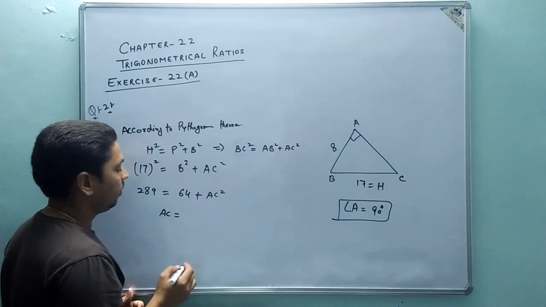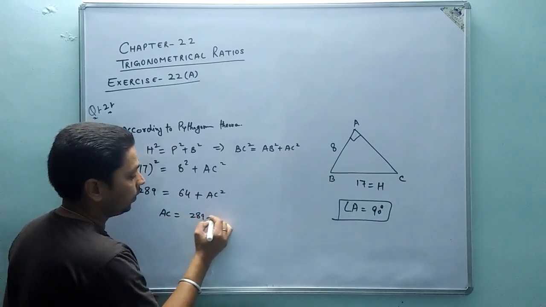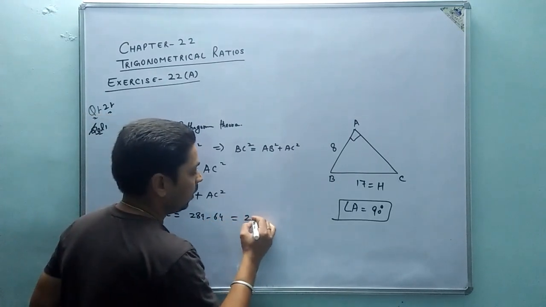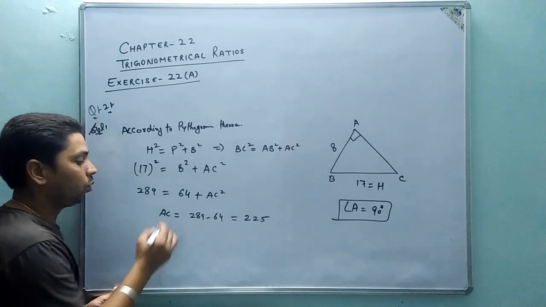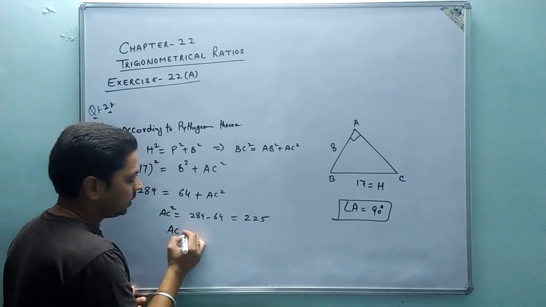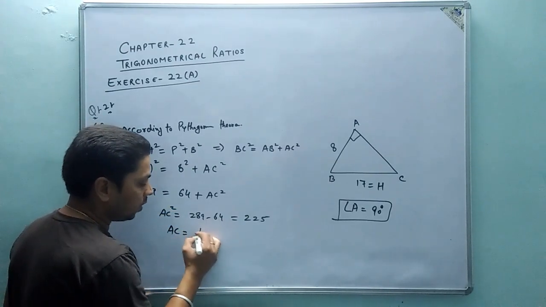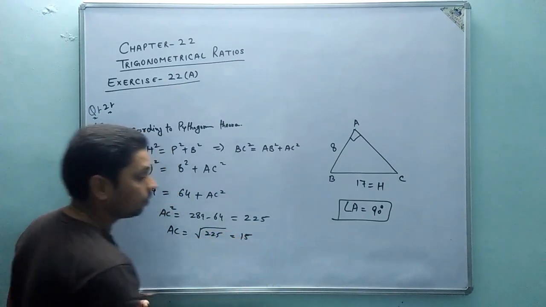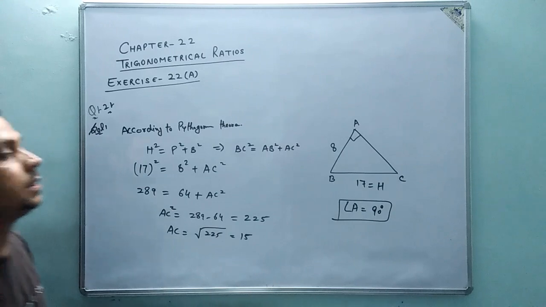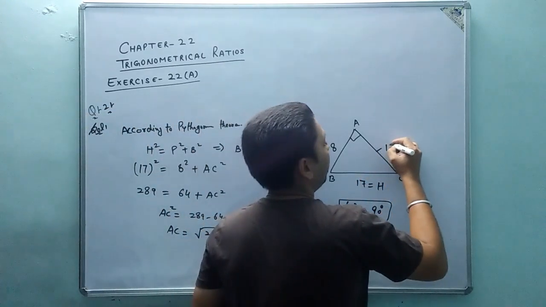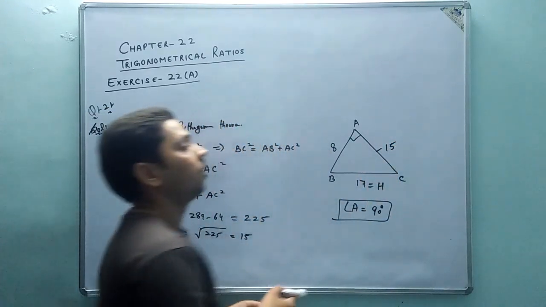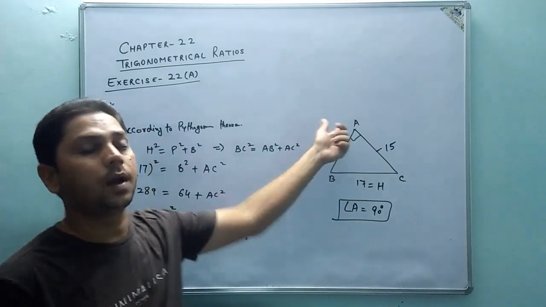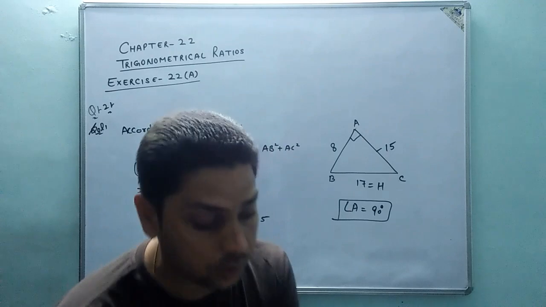So AC square will be equal to 289 minus 64, which is 225. So what will be AC? AC will be equal to the square root of 225, which is 15. So AC is 15. Okay, we have found all three sides of the right angle triangle using Pythagoras theorem.